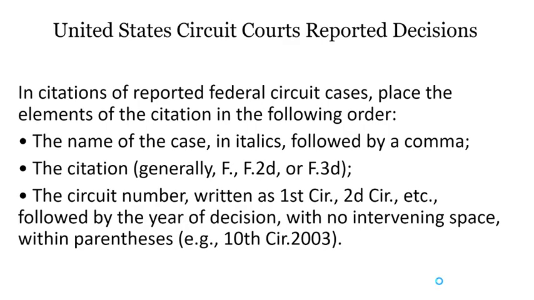Okay, so in citations of reported Federal Circuit cases, place the elements of the citation in the following order. The name of the case in italics, followed by a comma, the citation, the circuit number written as First Circuit or Second Circuit, etc., followed by the year of the decision with no intervening space within parentheses. There's an example on the screen. And for more information on Federal Circuit Court cases, visit page 24, section 1.4b of the Ohio Writing Manual.